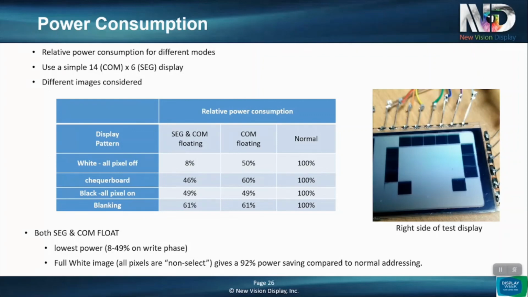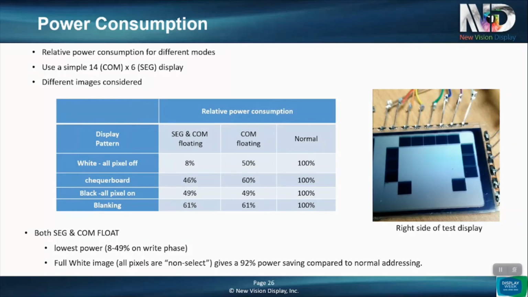And then with checkerboard and black or all white pixels on, you get some different values here. But all of these are well within a 40–50% saving, and in the best cases give you a 92% power saving on a display that's already bistable and low power.